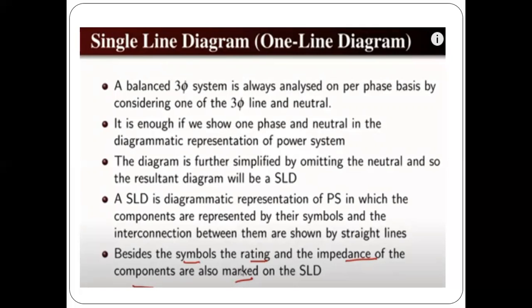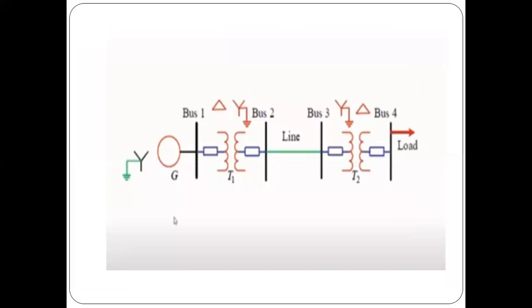diagram. Now we can say that a single line diagram is a diagrammatic representation of the power system in which the components are represented by their symbols and the interconnections between them are shown by straight lines. This is the basic fundamental of the single line diagram. Besides the symbols, the ratings and the impedance of the components are also marked on the single line diagram. These are the basic concepts of the single line diagram.